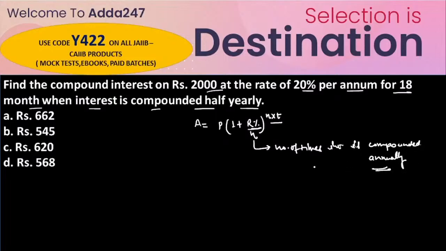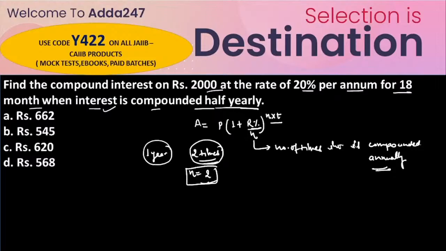That means in 1 year, how many times is interest compounding. Suppose the question says interest is compounded half yearly. That means in 1 year the interest is compounding 2 times, so we put n equal to 2. Suppose the question says interest is compounded annually. Then in 1 year interest is compounding only one time.